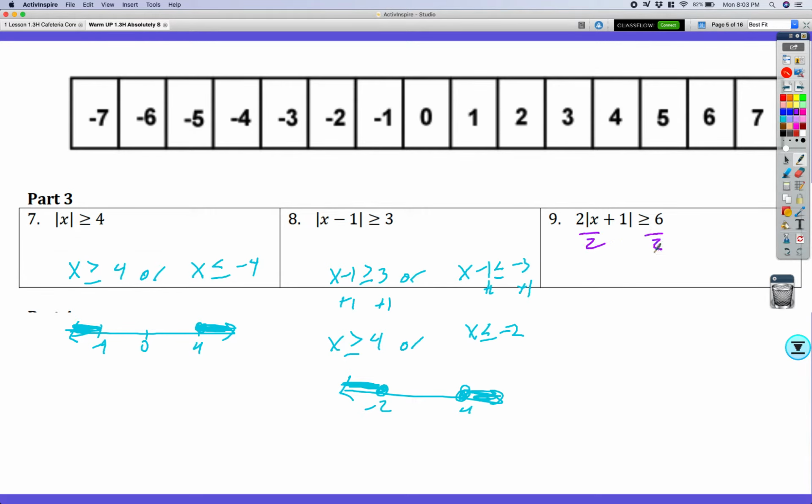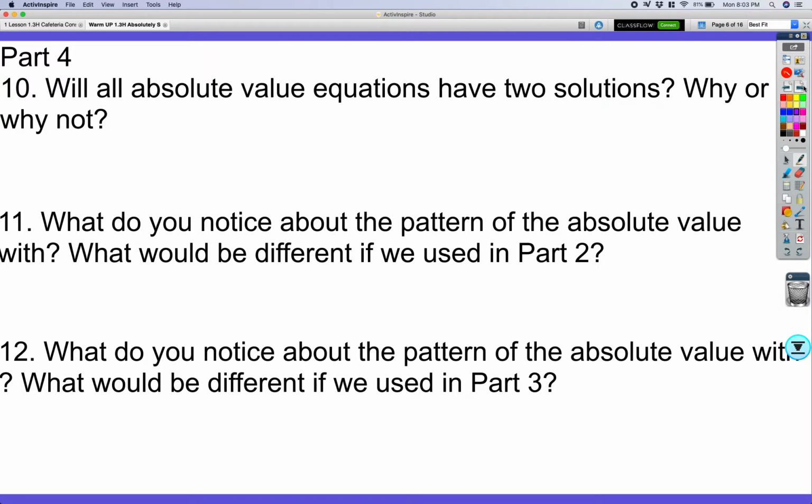Okay. Final one over here, similar idea. Divide by 2, divide by 2. So I would have x plus 1 is greater than or equal to 3, or x plus 1 is less than or equal to negative 3. So when I solve this, minus 1 to get x is greater than or equal to 2, or minus 1, x is less than or equal to negative 4.